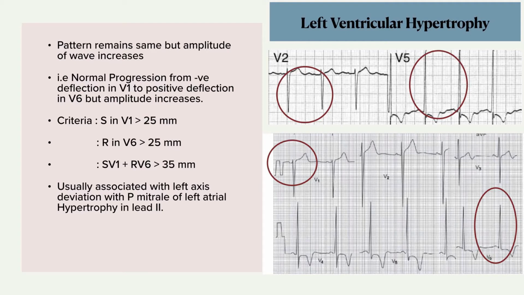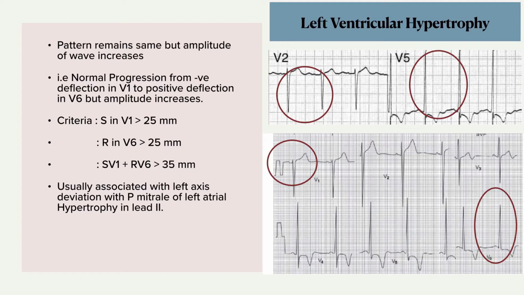It is usually associated with left axis deviation, and P mitrale of left atrial hypertrophy may be seen in lead 2. Side note, in a young and thin person, this voltage criteria is not diagnostic. In a young person, S in V1 and R in V5 or V6 should be greater than 40 mm.